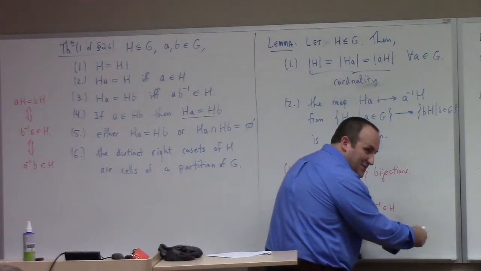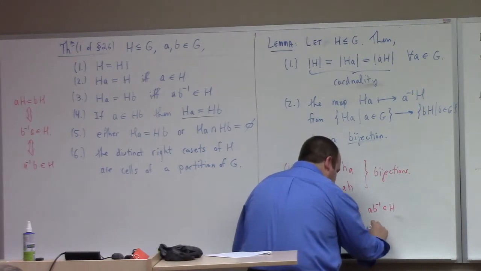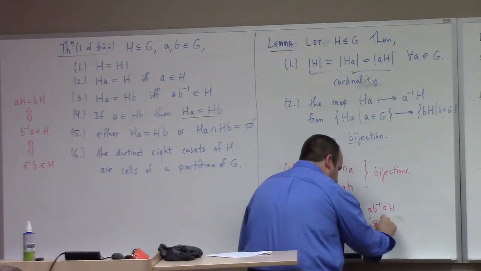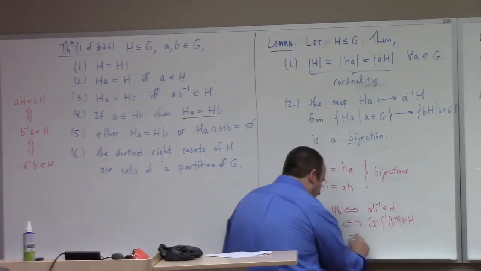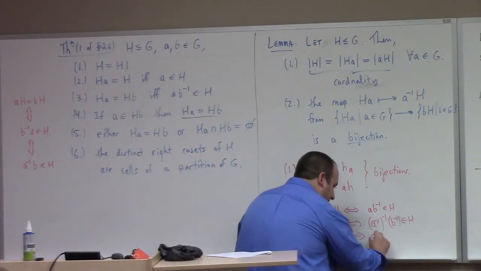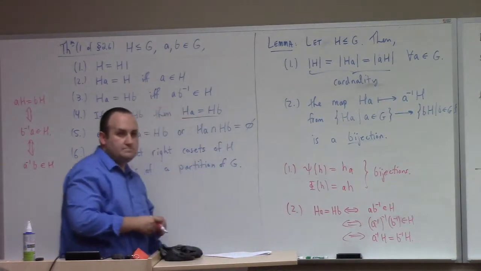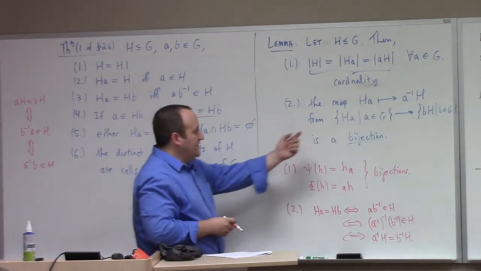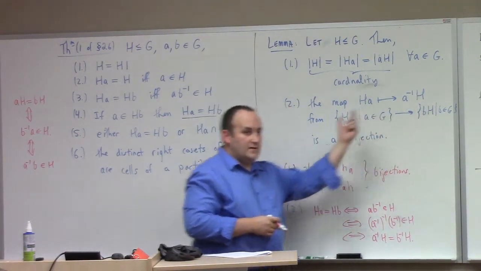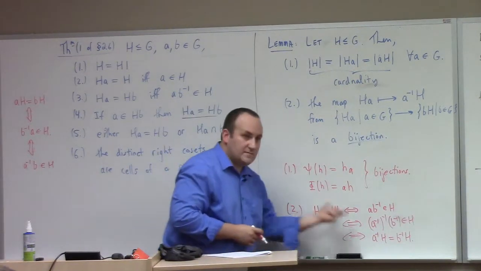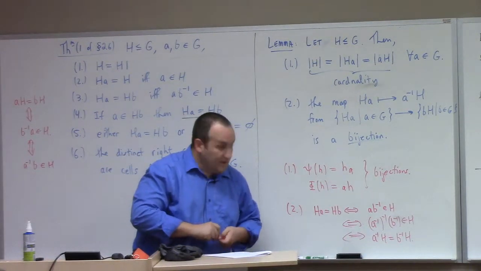How do I convert this to a left coset condition? How about this? This is A inverse times B inverse, right, is an element of H, which means that A inverse H is equal to B inverse H. So what that says is if you send the right coset HA to the left coset A inverse H, it's a bijection because of this equivalence. I will not belabor this.